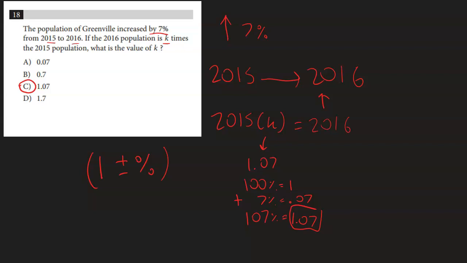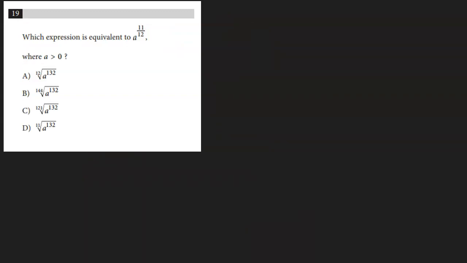Number 19. All right, which expression is equivalent to a to the power of 11 over 12, and a is greater than 0? We can ignore that. So clearly they want us to rewrite it in this form. You get a to the power of 11 over 12. Normally, it means the same exact thing in this form, but the way you do that is you put the denominator on the outside, and a would be to the 11th.